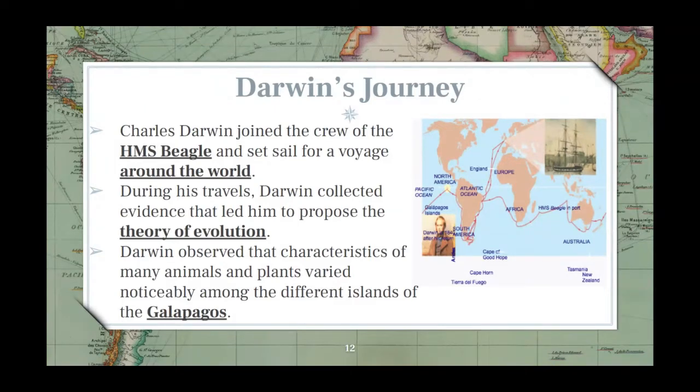Darwin observed that the characteristics of many animals and plants varied noticeably among the different islands of the Galapagos. So I want you to look over at that yellow dot on the map. That's where the Galapagos Islands are. They're in the Pacific Ocean, right off the side of South America. And these islands are close together, but there were such vastly different organisms that it led to a lot of really good observations and experiments that Darwin was able to sort of run.